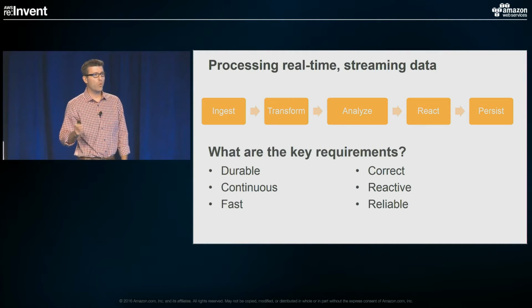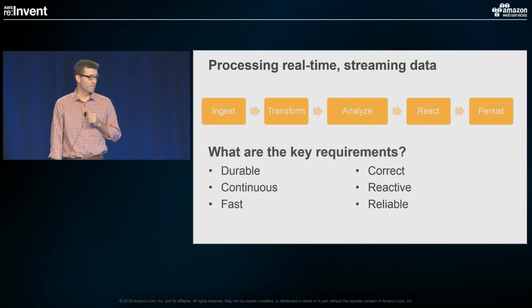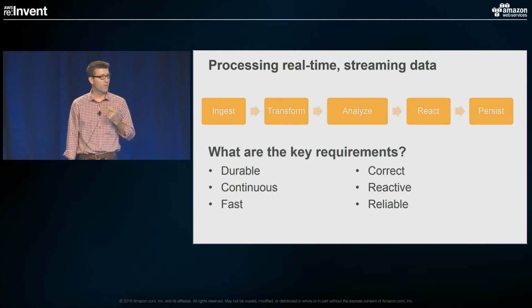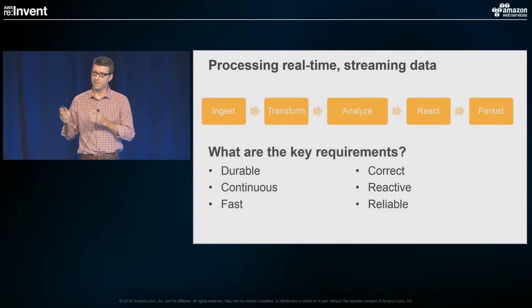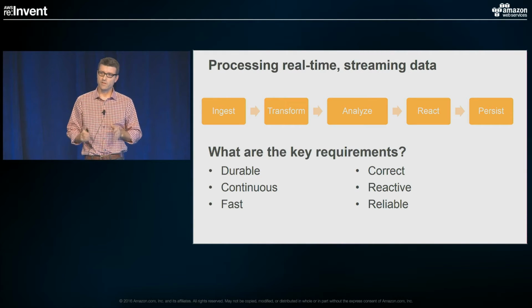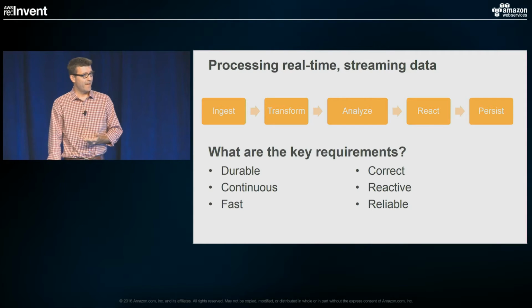Some of the key requirements for building a stream processing system is that it needs to be durable. When a message gets written to a streaming data system, you want to make sure that you're confident that when the data was written, it's written durably and you're not going to lose that data. It needs to be continuous. This is streaming data. The system needs to be able to process the data as it goes through. It needs to be fast.